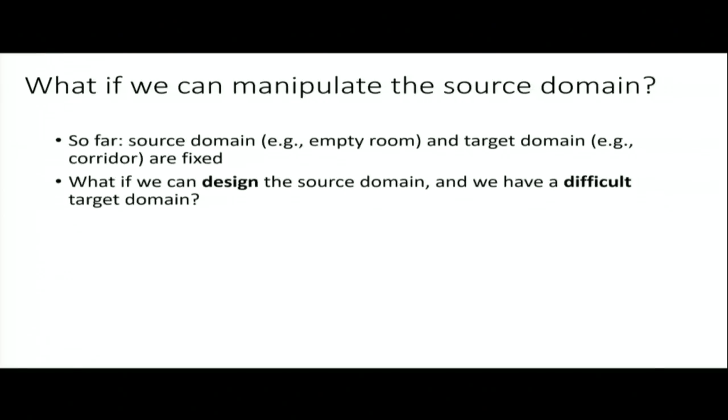What if we can design the source domain and we have a difficult target domain that we don't control? So this is very often the case, for example, if we're doing simulation to real-world transfer. So if we'd like to train our agents in a simulated environment, whether it's a simulation of a robot or a data center or some kind of logistics system, and then transfer to a real environment that is qualitatively similar, but perhaps quantitatively a little bit different.